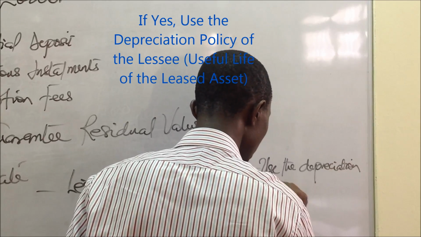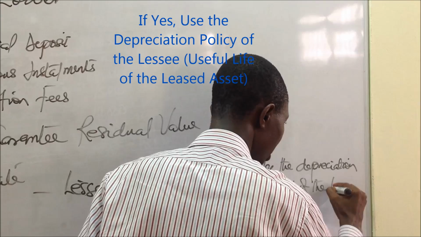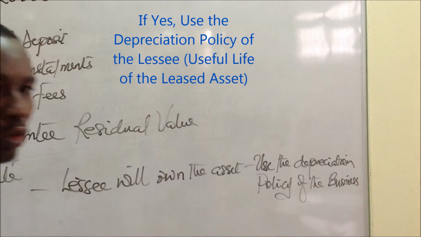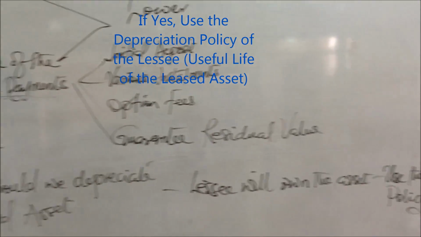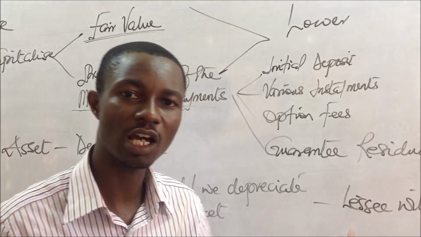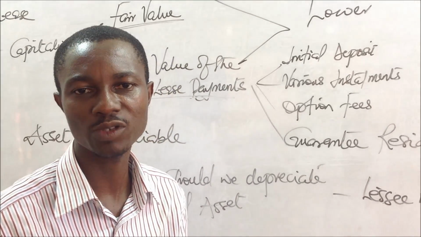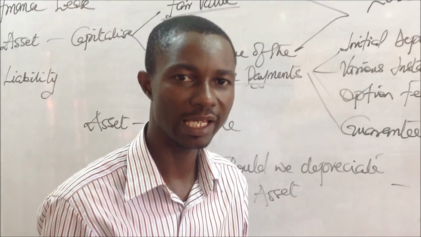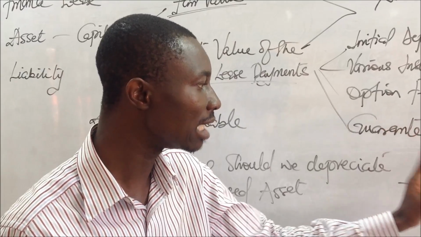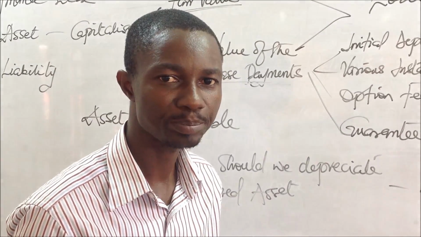The depreciation policy of the business to apply on the asset that is being leased. So for instance, if it is a policy of the company to depreciate assets of this kind over, say, 4 years, and we have a reasonable certainty that the lessee is going to own this asset, we will depreciate it over 4 years.